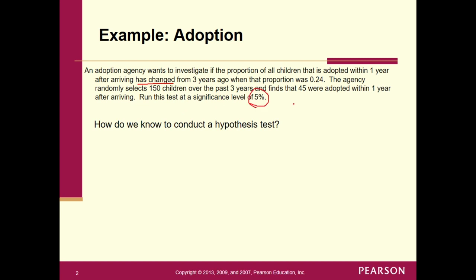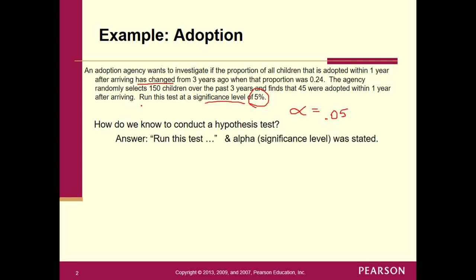of 5%. So maybe I should have stated this before, but that means alpha, our significance level, is what? 0.05. Because we're going to have to compare this with our p-value, which is also a decimal. And so maybe we'll just convert our significance level that's a percentage into a decimal right now. How do we know that we're conducting a hypothesis test? Well, clearly it says run this test at a significance level. So once you see significance level or alpha and conduct this test, that's a hypothesis test, not a confidence interval.